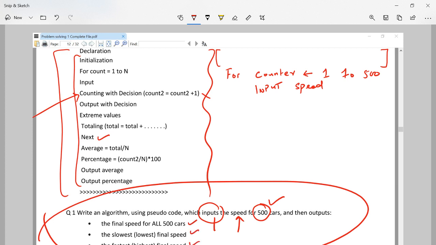Alright, so the final speed for all 500 cars that is required to be output. Okay, the slowest speed. Right now in this question we are not going to do this because we don't need to calculate something. We just want to focus on this part, this one, this one, and this one.